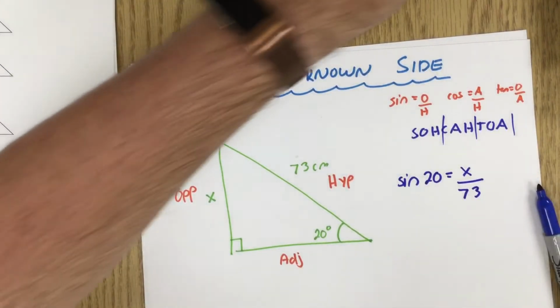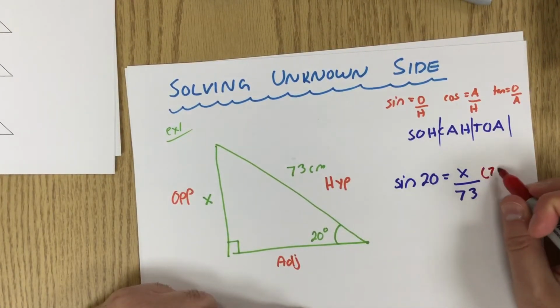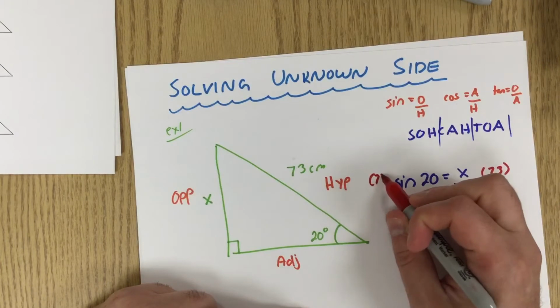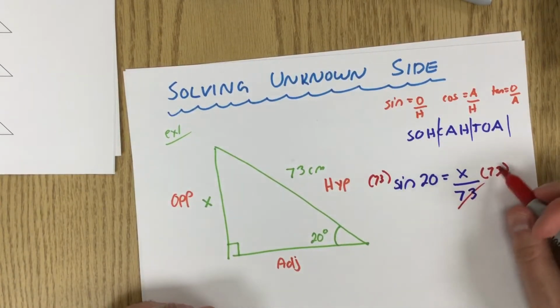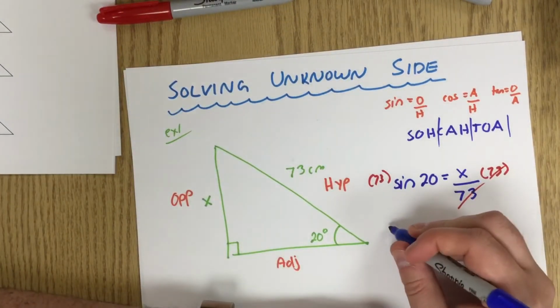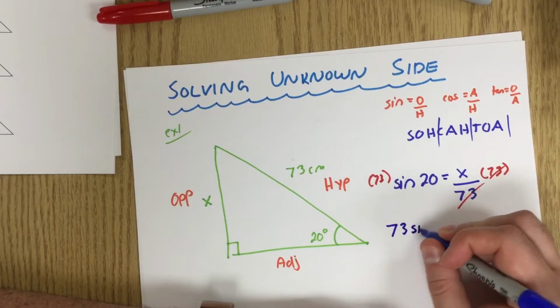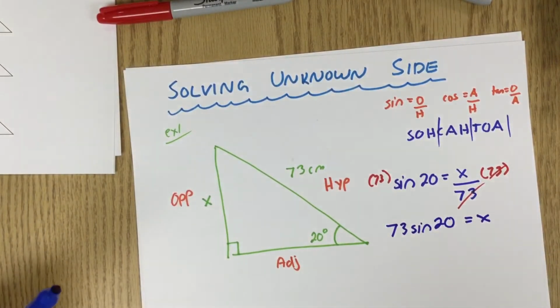We want to get the x alone, so we're going to multiply both sides by 73. The 73's cancel, chink chink, and we get 73 times the sine of 20 equals x. So we're going to put it in the calculator.